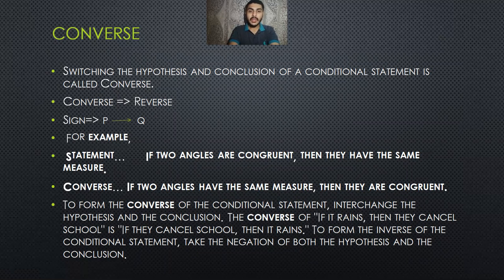And what will be the converse of it? If he reduces tax, he will be elected. So here is another example. The statement is: if two angles are congruent, then they have the same measure. The converse will be: if two angles have the same measure, then they are congruent.